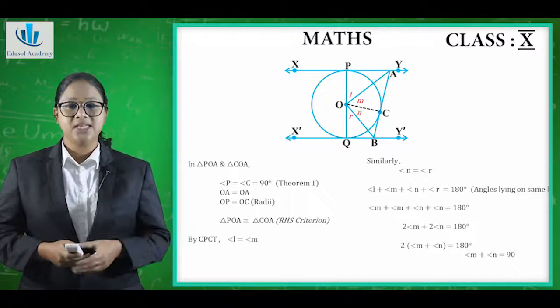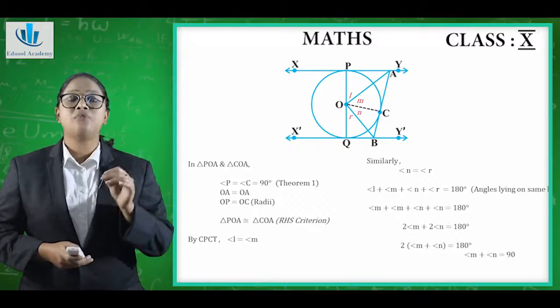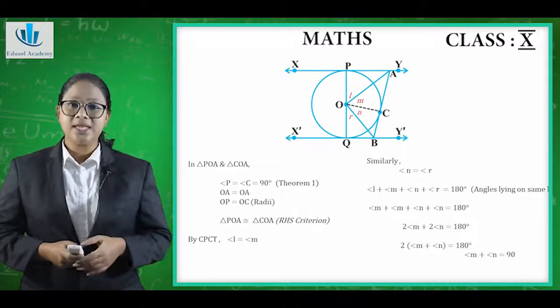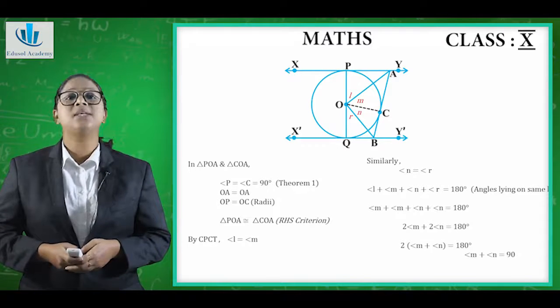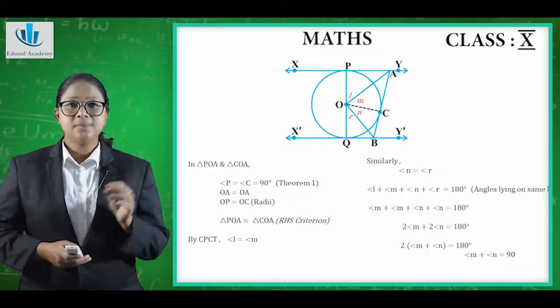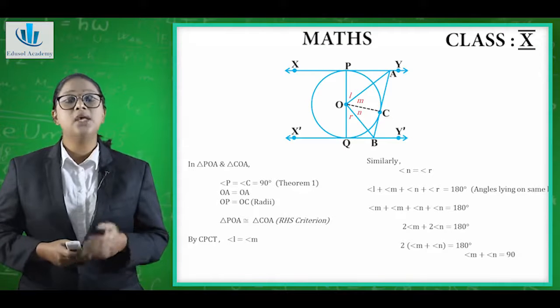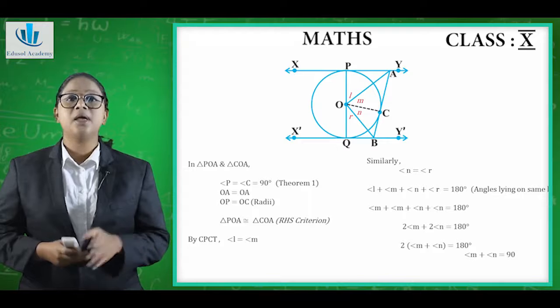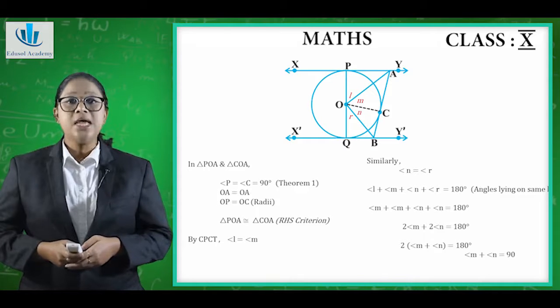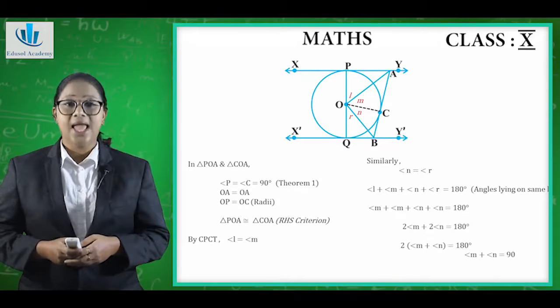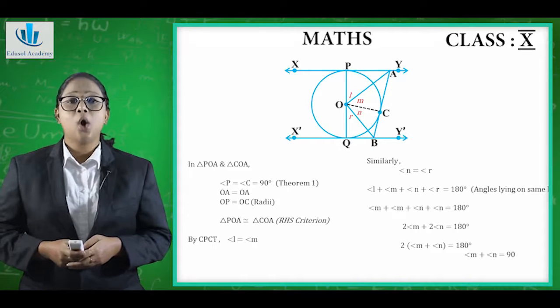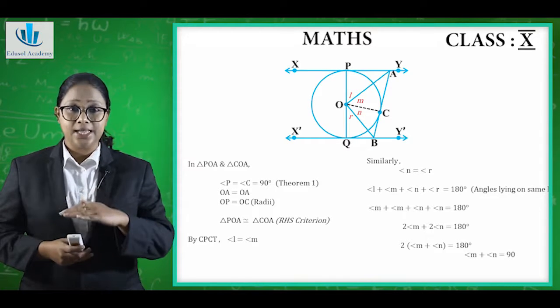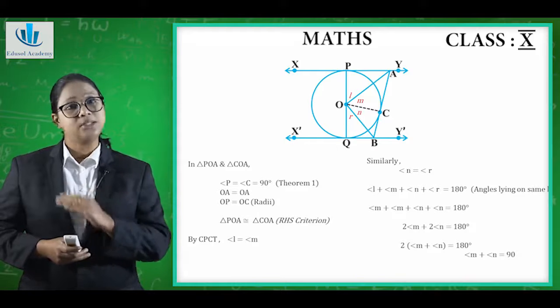Now by CPCT, corresponding parts of congruent triangles, we can say that angle L is equal to angle M. Similarly, for the other two triangles, we can prove that angle N is equal to angle R. Let's pause a while there. Now we can see that angle L, angle M, angle N and angle R are all lying on a line and are adjacent to each other.